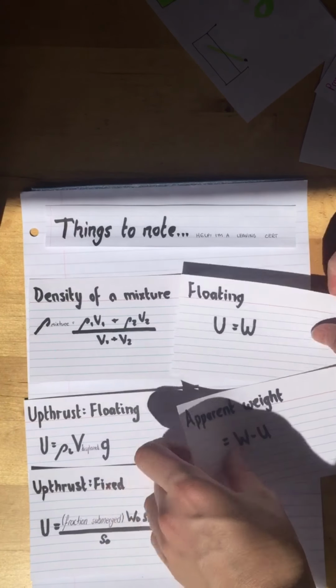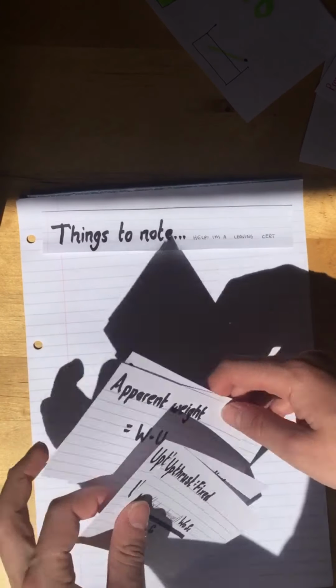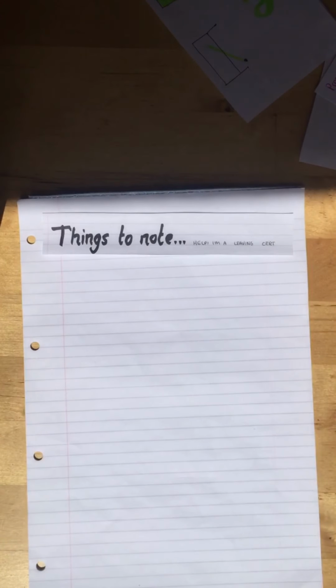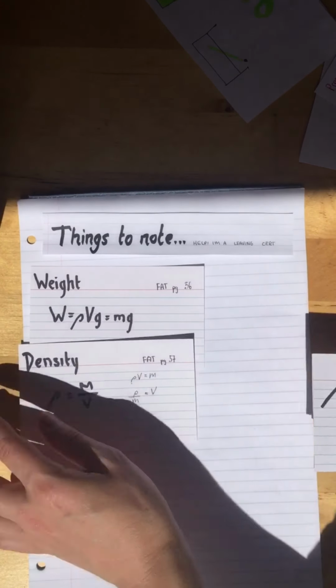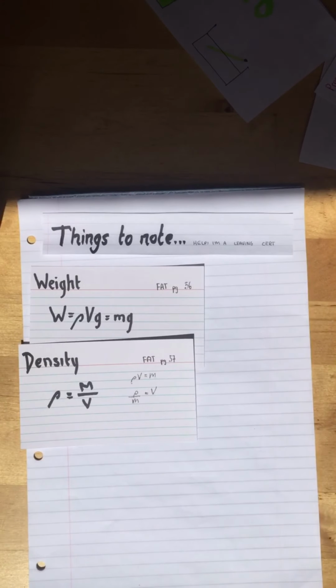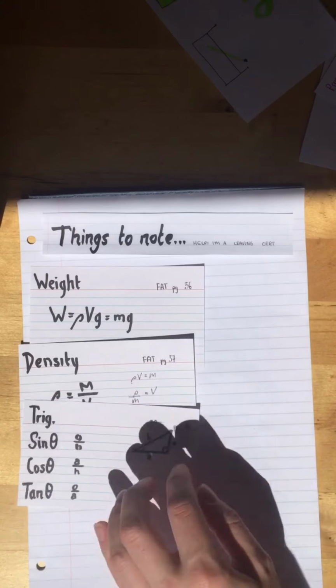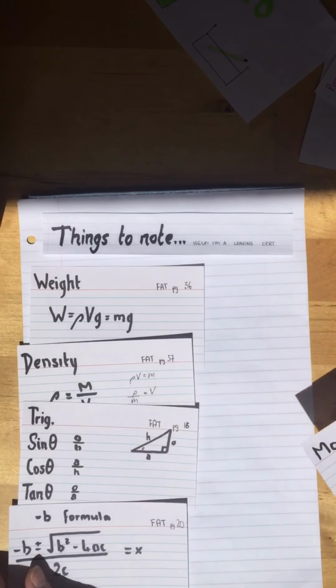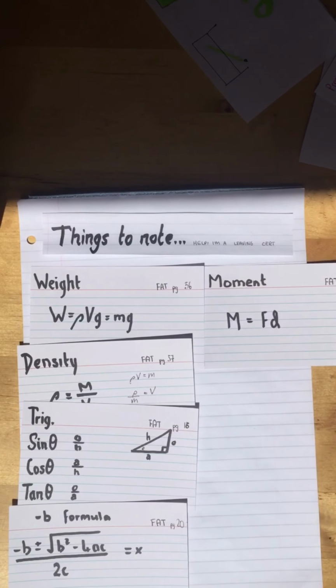So know all those formulas off by heart. You need to be able to use them, and as well know exactly where the formulas are in your formula and tables, the other ones that you need to use. So weight is on page 56, density page 57. I've got my trig functions there on 16, minus b formula page 20, moment of a force is page 54.